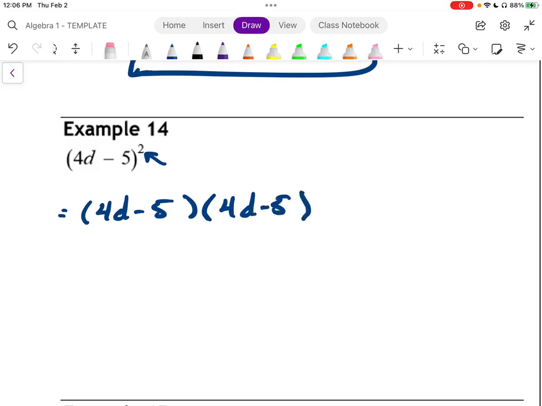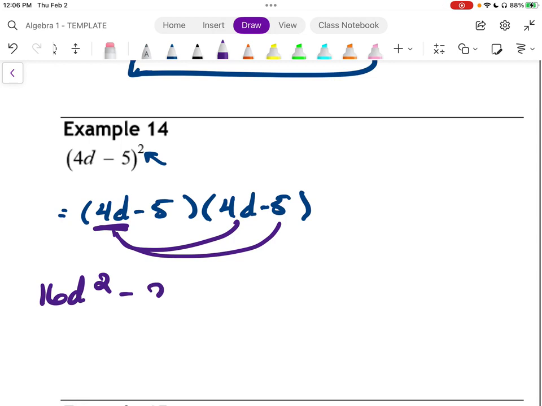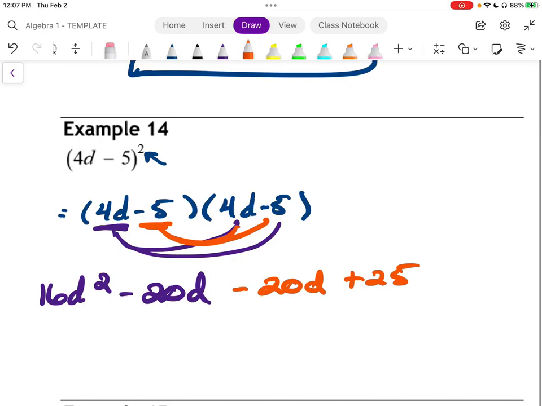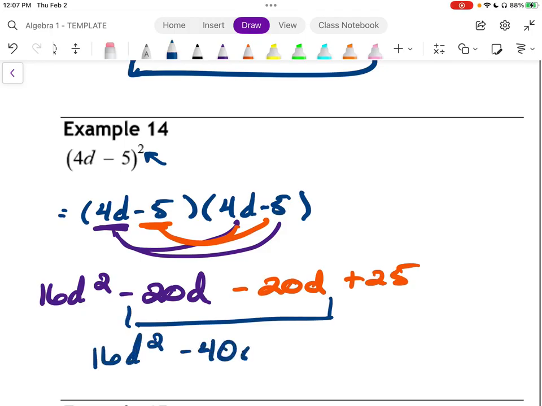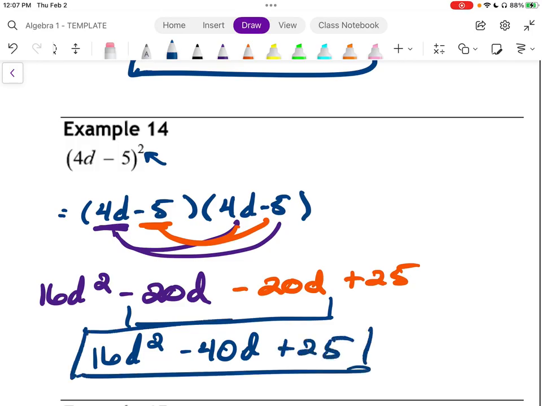Now, whenever I multiply, I'll take 4d and distribute it to both of these. That'll give me 16d squared minus 20d. Then my negative 5 will give me a negative 20d plus 25, right? The double negatives go to a positive. Now, combining these middle pieces, I get 16d squared minus 40d plus 25. And that is my answer.